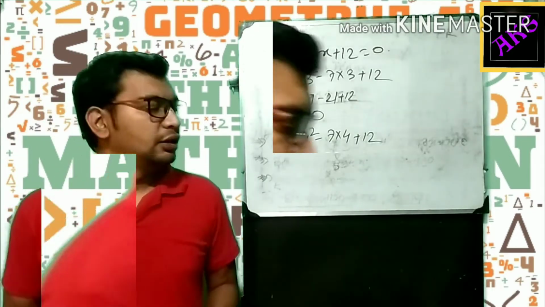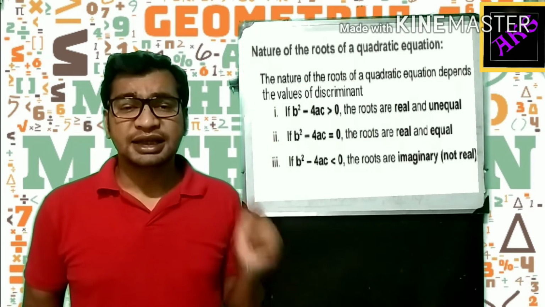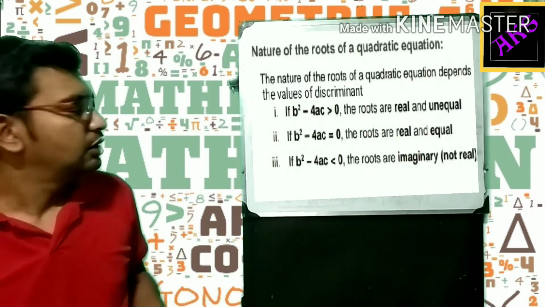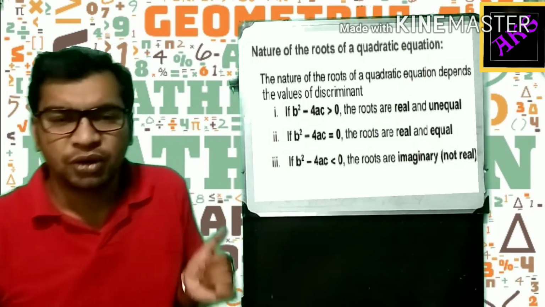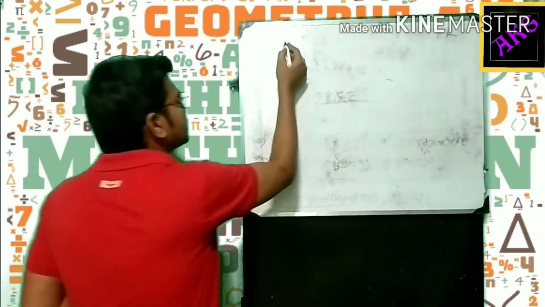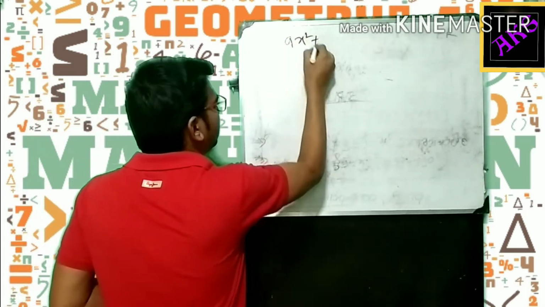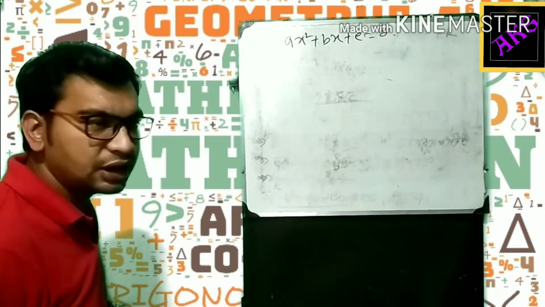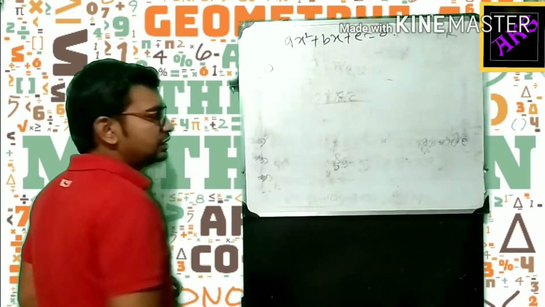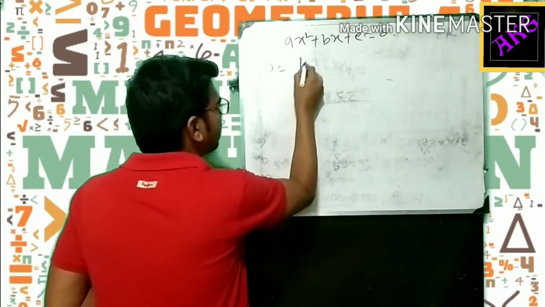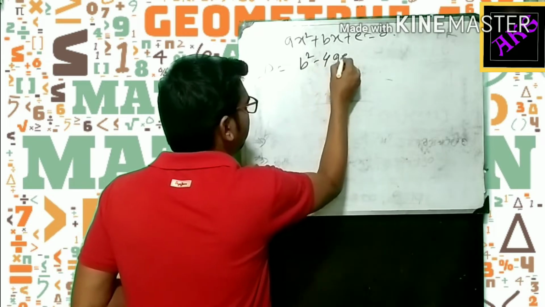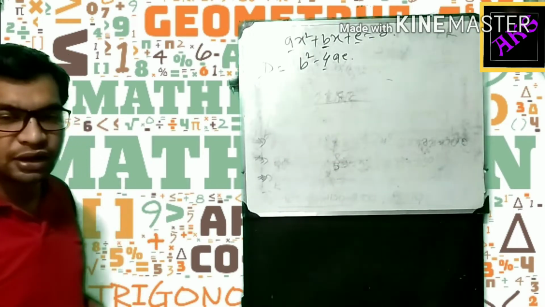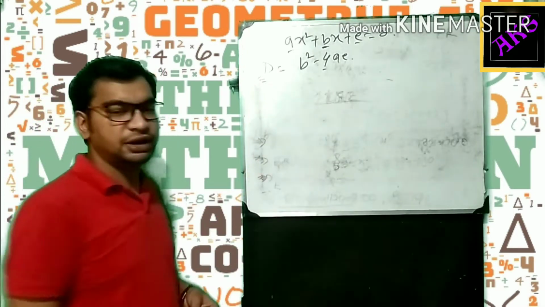Clear? Now the nature of the roots. The nature of the roots of a quadratic equation depends on the value of the discriminant. Now what is the discriminant? Let us take the equation ax square plus bx plus c equal to 0. This is the standard form of a quadratic equation. The discriminant is denoted by D and is written as b square minus 4ac, that is, b square minus 4 into a into c. Okay, this is the discriminant.